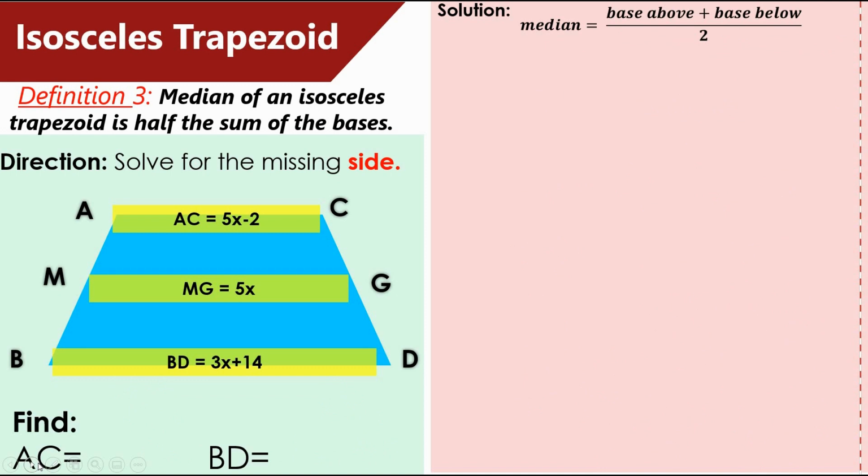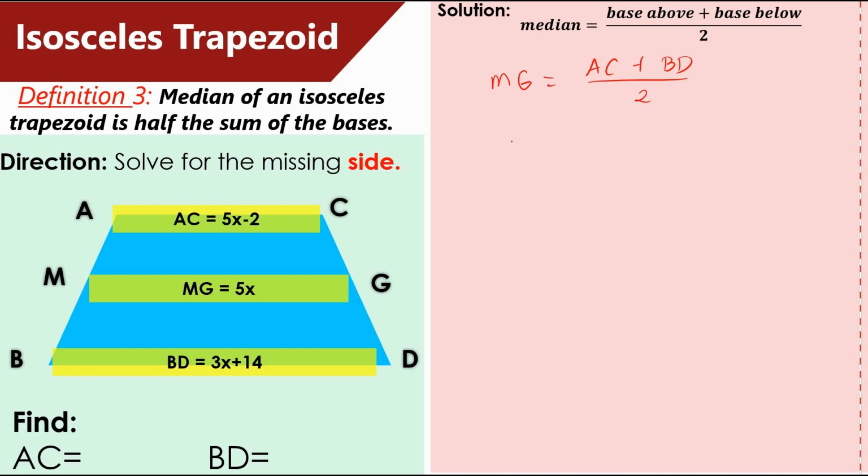Let us have another example. So this time, we need to solve for the measurement of AC and BD. Both missing are the bases. Okay, for the solution, so median, it is also mg. Base above is AC, base below is BD, all over 2. Notice that it is always over 2 because the formula is always constant over 2.